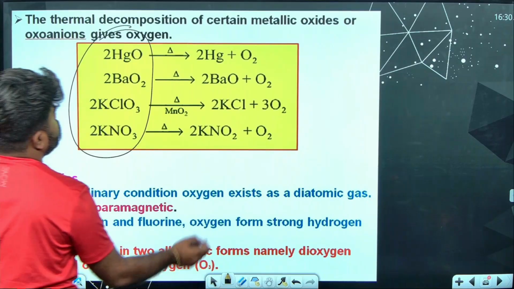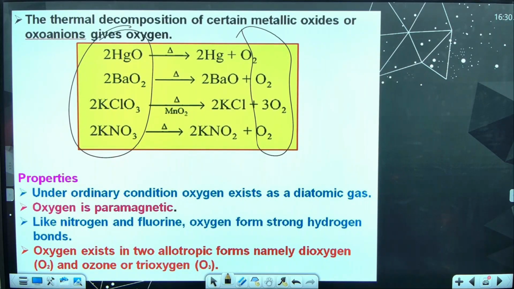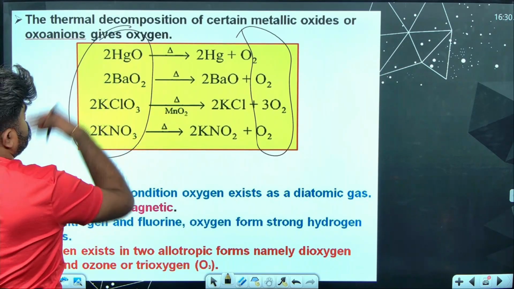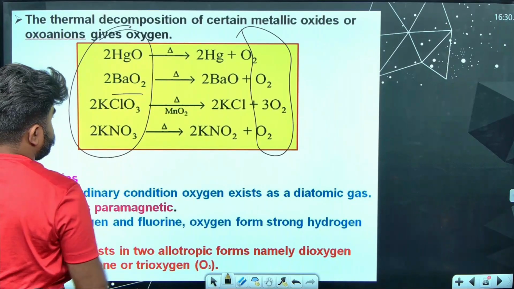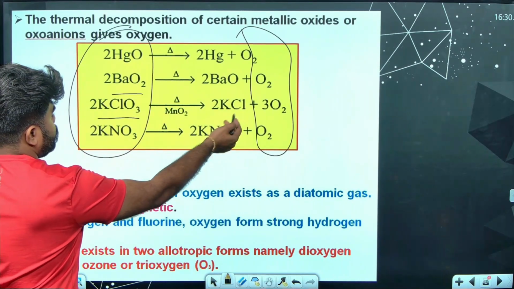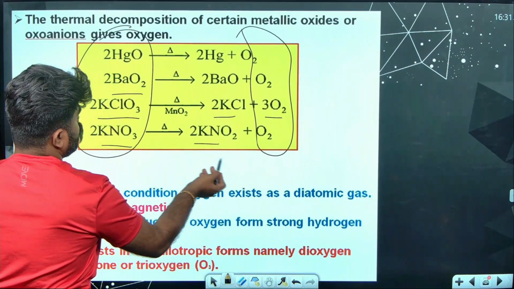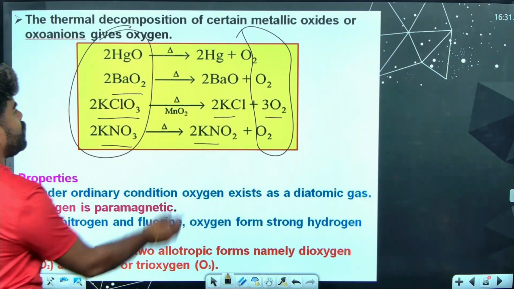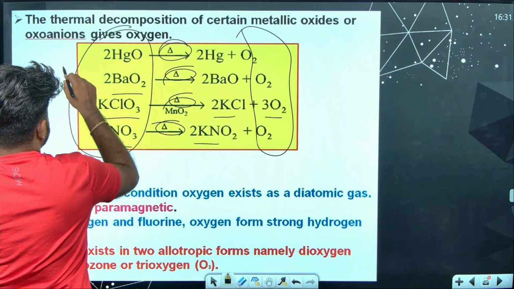oxides எடுத்து heat பண்ணா அந்த metal தனியாவும் oxygen தனியாவும் நம்ம எடுத்துக்கலாம். So this is basically a decomposition of metal oxides like HgO, mercuric oxide, barium oxide. இங்கே வந்து KClO3 எடுத்து MnO2 போட்டு ஹீட் பண்ணோம்னா KCl ஆவும் oxygen ஆவும் கிடைக்குது. And potassium nitrate எடுத்து நம்ம decompose பண்ணாலும் on heating you will get KNO2 and oxygen. So basically இது எல்லாமே எல்லா இடத்துலையுமே நம்ம heat யூஸ் பண்ணுறதுனால this is called thermal decomposition.